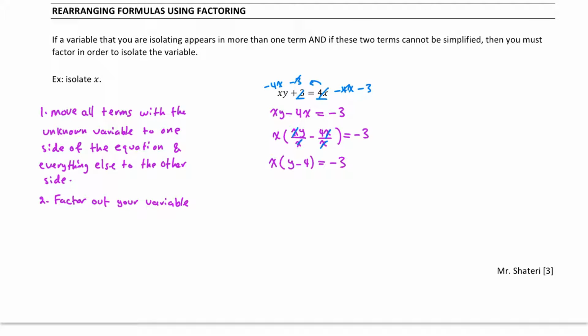So now that's convenient because once I have factored it out, I can just divide both sides by y minus 4, and that would simply get rid of the y minus 4 on the left hand side, and I'm left with x is equal to -3 over y minus 4. So last step is to divide out to isolate your variable.